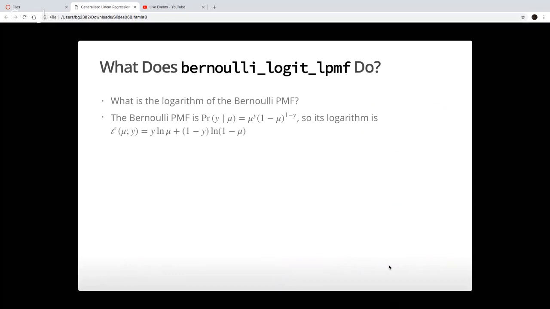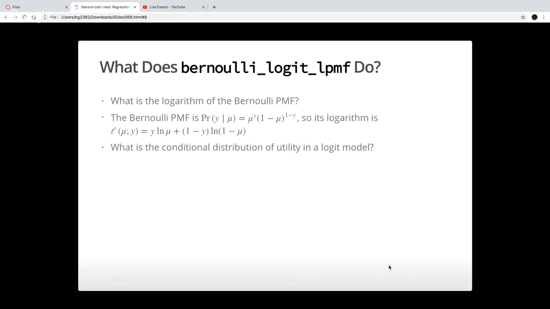So again, mu is the expectation. You could write it as p or pi or something like that for probability, but the expectation of a Bernoulli is the success probability. So if we wanted to convert this to a log likelihood function, we take the logarithm of that expression, so it's y, which again is 0 or 1, that's the sample space of a Bernoulli outcome, times the logarithm of mu plus 1 minus y times the logarithm of 1 minus mu. So that's our log likelihood function.